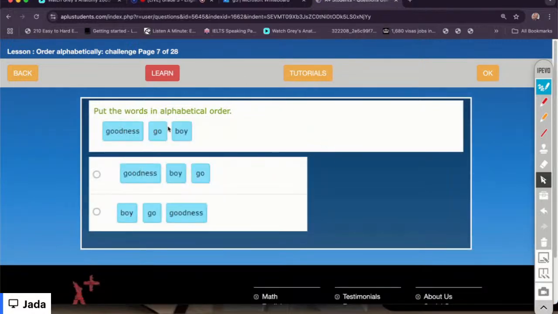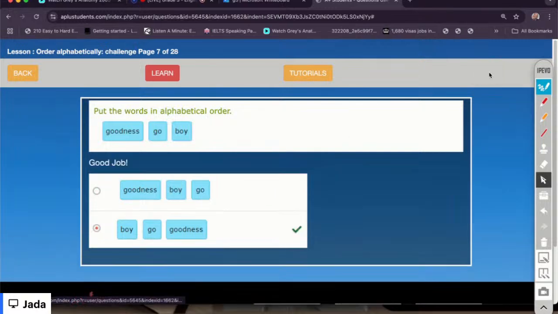And we have goodness, go, boy. Goodness, go, and then boy. So what is the right order for this one? Goodness, go, boy. So boy first because boy is B.